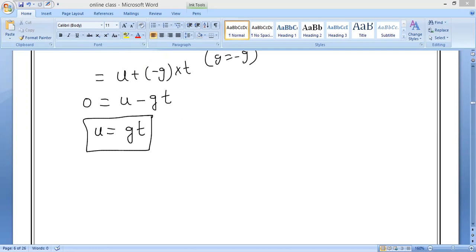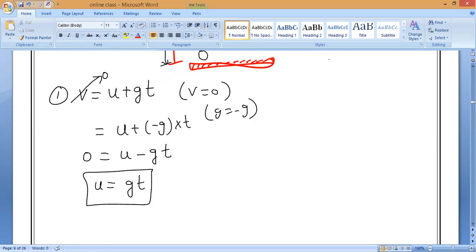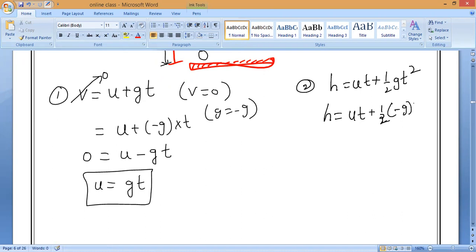Next, the second equation. No final velocity here, but still one sign convention should change. What is the second equation? H is equal to UT plus half GT square. G will become minus, so H equals UT plus into minus, minus half GT square. Okay, everybody?